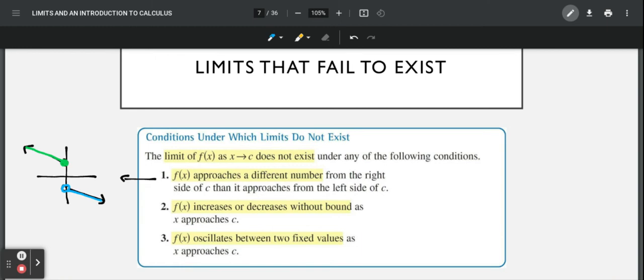The second way: the function increases or decreases without bound. So this just means that you're going towards positive or negative infinity. That usually occurs when you have a vertical asymptote.